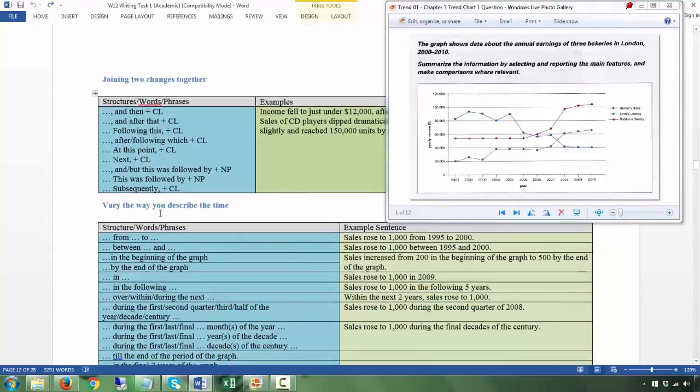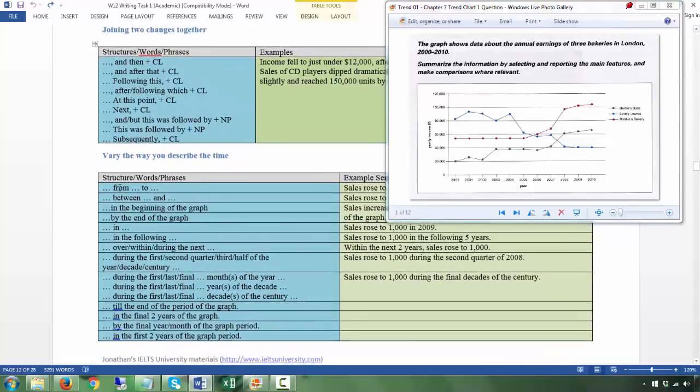Now vary the way you describe time, rather than always saying, there was a period of fluctuation in the income of lovely loaves from 2000 to 2004. Rather than always saying from this to this, or between this and that, use a variety of other phrases. So it could be from, to, between, and is pretty common, but you could say, in the first 4 years of the graph, in the beginning of the graph, in the last 5 years of the graph, over the next year.